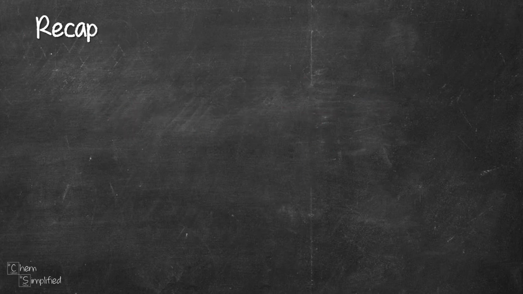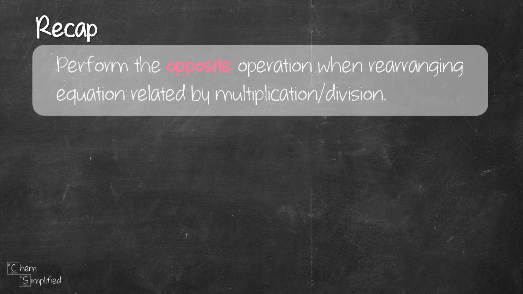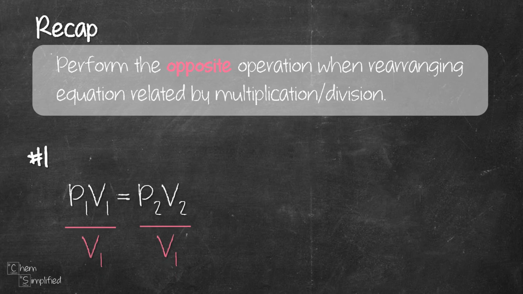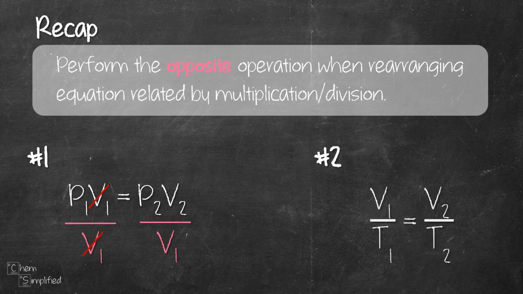To recap, when rearranging a multiplication or division equation, make sure that you perform the opposite operation. When what we want to get rid of is related by multiplication, we will need to divide by that term on both sides. And when what we want to get rid of is related through division, we will need to multiply by that term on both sides.